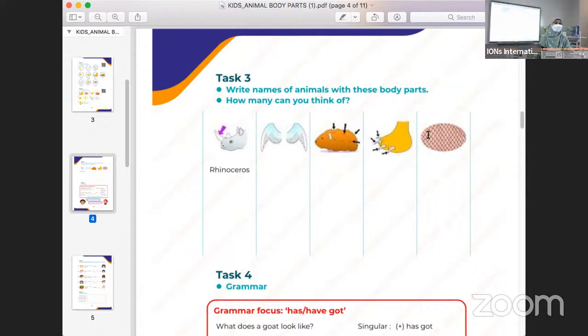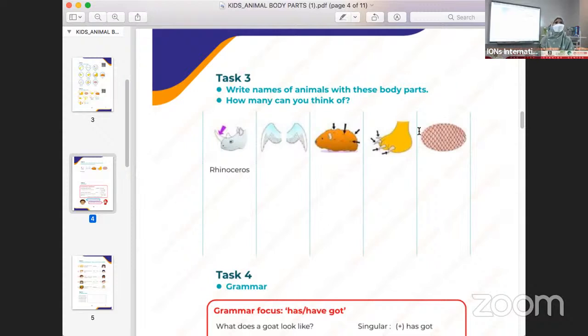So which animal has scales on its body? The first one, of course, fish. They have scales all over the body. But not all fish have scales. Some of them don't have scales. And the next one, what else is an animal that has scales on its body? How many can you guess? First one is fish. Number two, snake, miss. Yes, snake has scales all over the body. And can we find another animal that has scales on its body? Anyone?